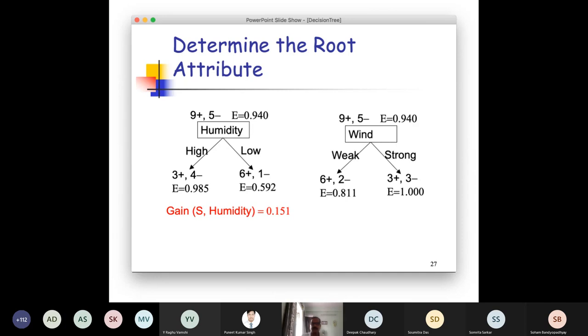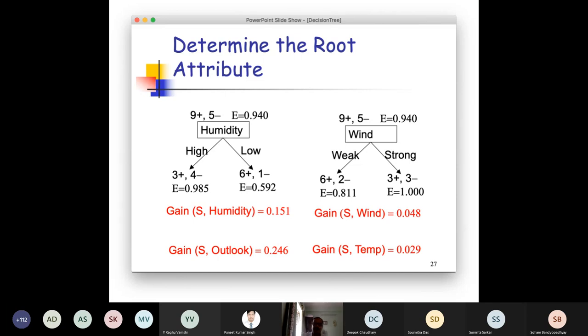For wind also, you will have two partitions because this attribute has two values, and there you have a gain. You can see it is less than the gain obtained by humidity. So humidity would be preferred. Similarly, you have the gain with respect to outlook and the gain with respect to temperature. So which attribute should you choose here? Outlook. Yes, you should choose outlook.